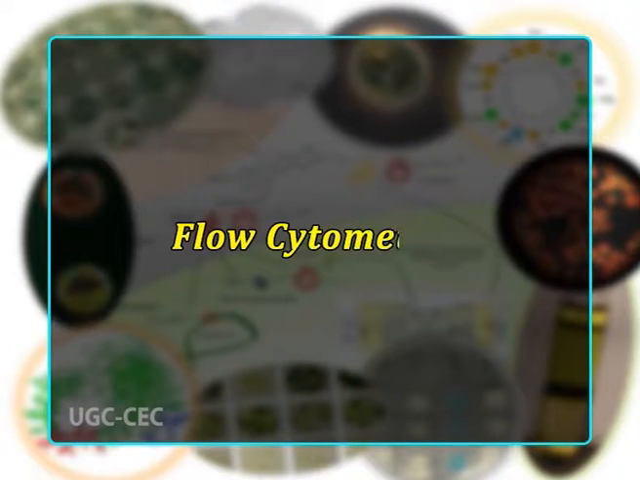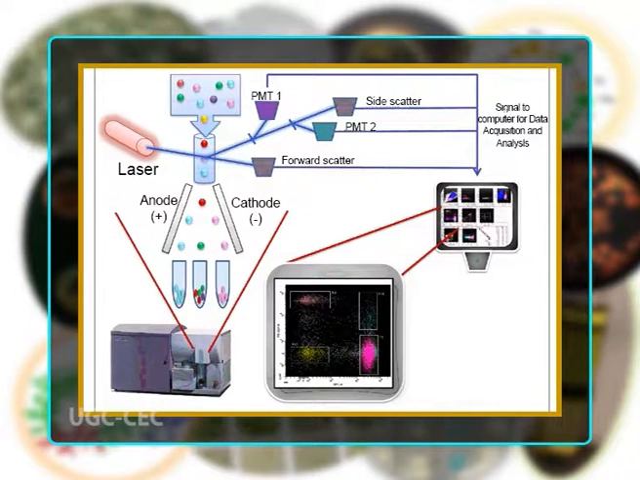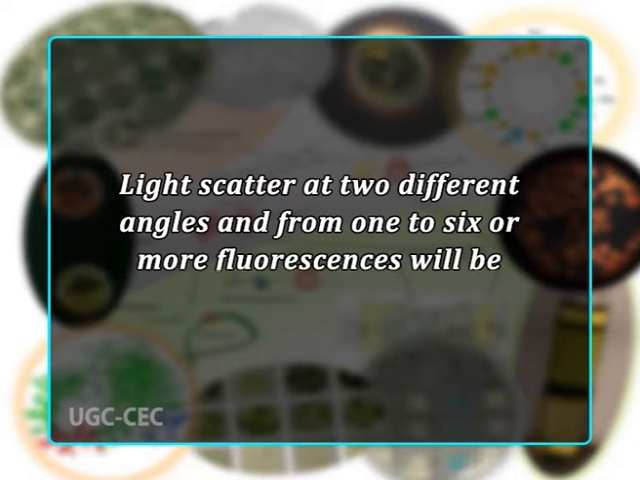Now coming to our next topic, which is flow cytometry. Flow cytometry is the measurement of cells in a flow system which delivers cells singly past a point of measurement. In this method, light is focused at the point of measurement. The scattered light and fluorescence of different wavelengths are then recorded. Typically, light scatters at two different angles, and from 1 to 6 or more fluorescences will be measured.